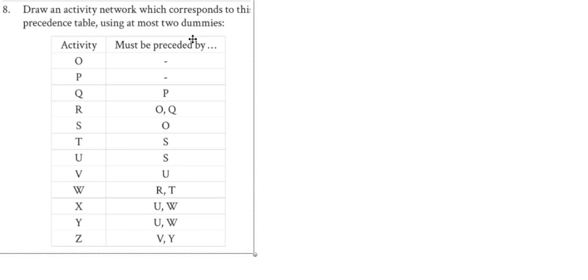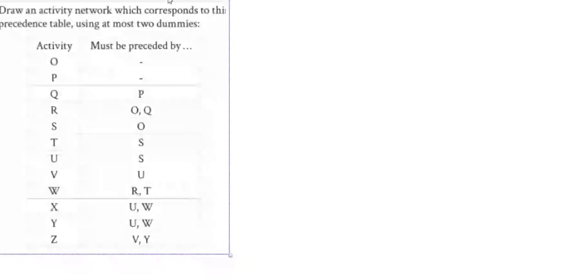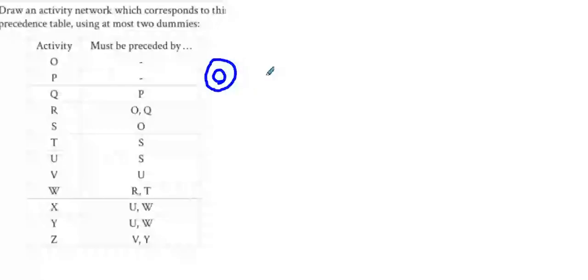Which corresponds to this precedence table using at most two dummies. Two dummies allowed only. Ready? So let's start off with 0. So node 0. All right, who's feeding out of node 0? Anybody? O and P. Okay.